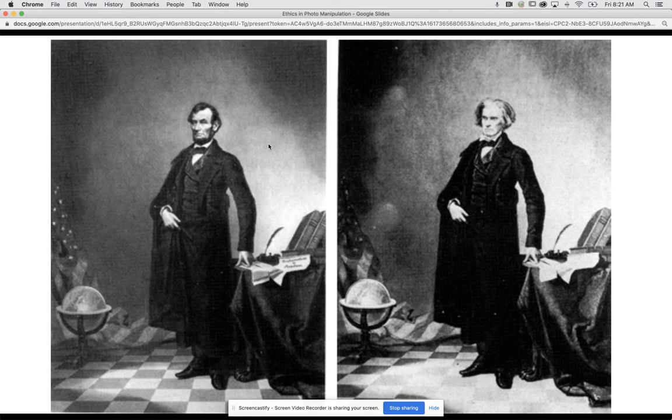And then if we look at this image here, Abraham Lincoln didn't actually have a good picture, so he superimposed himself on another person's body just to make him look a little more regal.